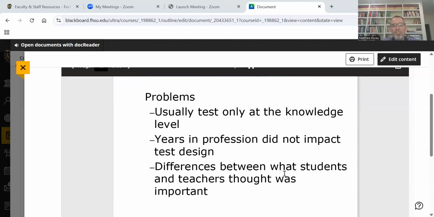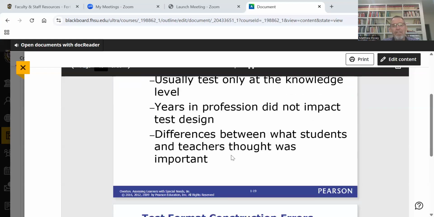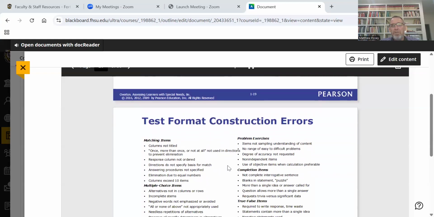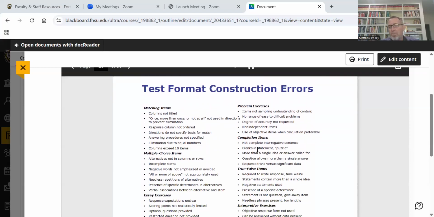Also, years in the profession tends to not impact your test design, and then looking at differences between what students and teachers thought was important. So those are maybe some of the negative sides to it. We just want to make sure that when we construct an informal assessment that we take into consideration really what the main skill set is and what we want the students to have come out of that lesson knowing.